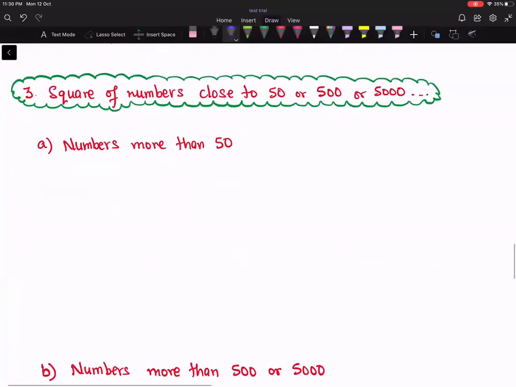This is what we have done for numbers which are close to 100. Let's take the squares of numbers which are close to 50. Very similar approach, only one small change is here. Let's see on this. So if I'm interested in 54 square, right?